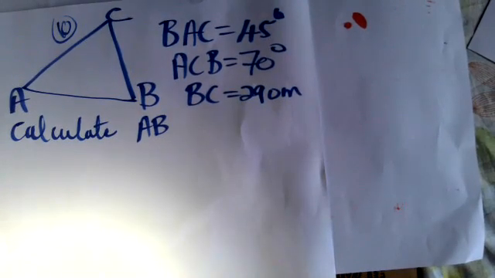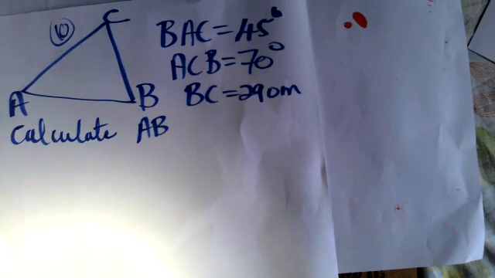It is given that angle BAC is equal to 45, angle ACB is equal to 70, and the length BC is equal to 290 meters.